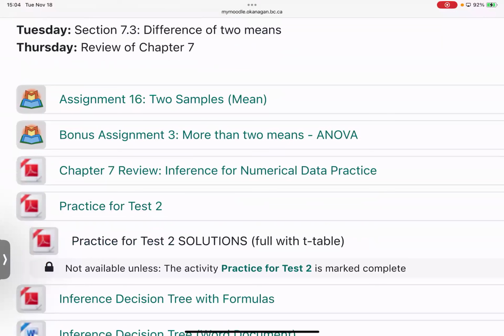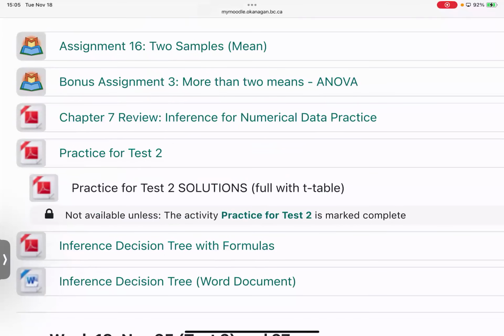For further review on Thursday, we'll be going through the questions in the chapter 7 review, inference for numerical data practice. There's a lot of redundant words in there, but those are the questions that we'll go through together in class. It might be nice if you have a chance to try them in advance. I understand that it's a busy time, so that's totally fine, but it might be nice to try it on your own, see how it goes, and then we'll do it together.